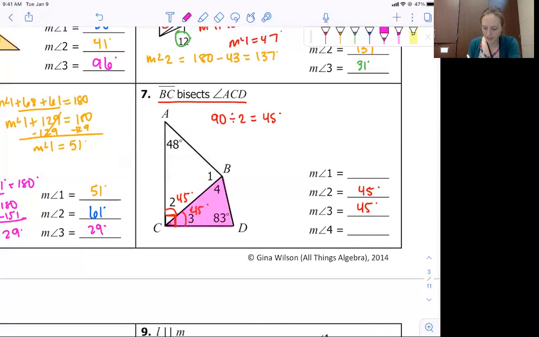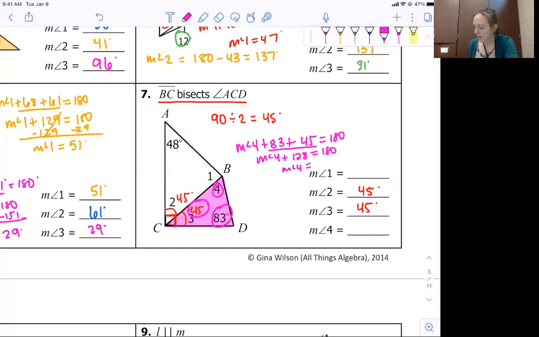So I can state that the measure of angle 4, the one I need, which is right here, plus 83 plus 45, the angle I found, equals 180. Measure of angle 4 plus, well, let's see, 83 plus 45 gives us 128, equals 180. Subtract 128 on both sides, so I do 180 minus 128, and I get the measure of angle 4 is equal to 52 degrees.